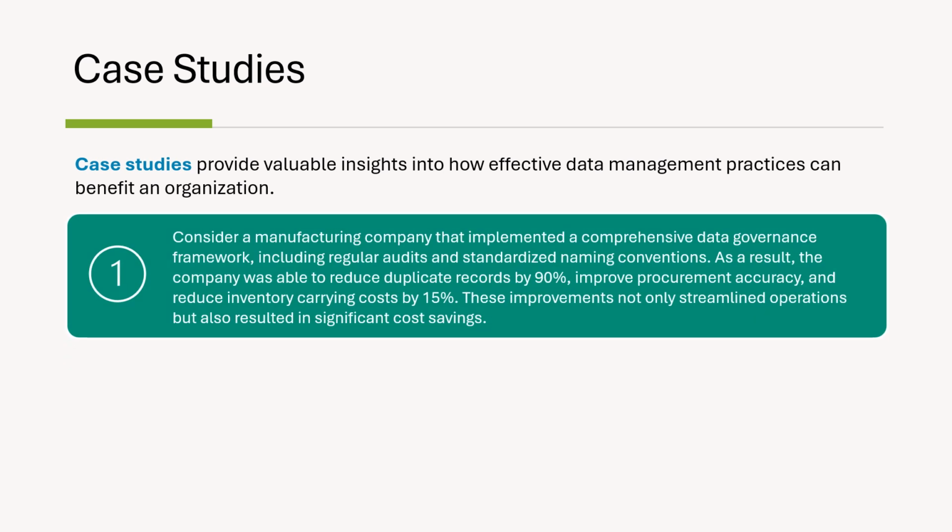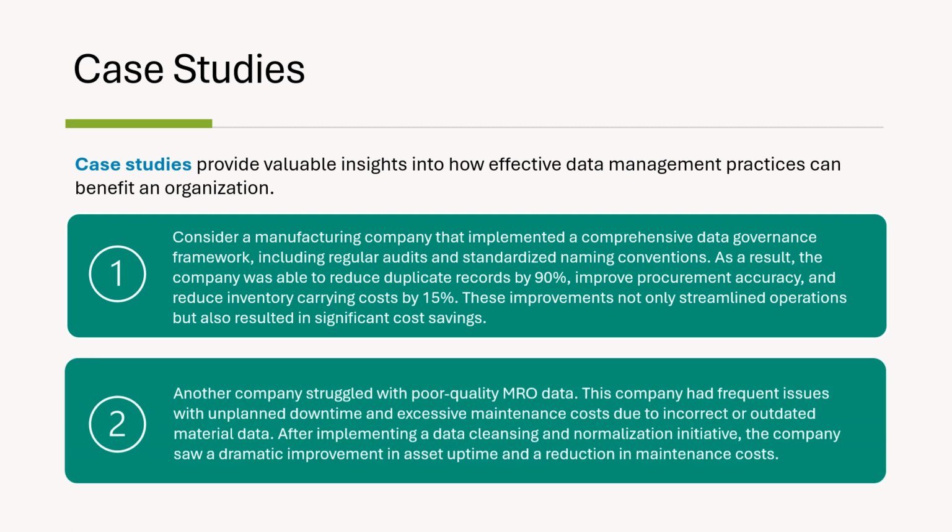For example, consider a manufacturing company that implemented a comprehensive data governance framework, including regular audits and standardized naming conventions. As a result, the company was able to reduce duplicate records by 90%, improve procurement accuracy, and reduce inventory carrying costs by 15%. These improvements not only streamlined operations, but also resulted in significant cost savings.